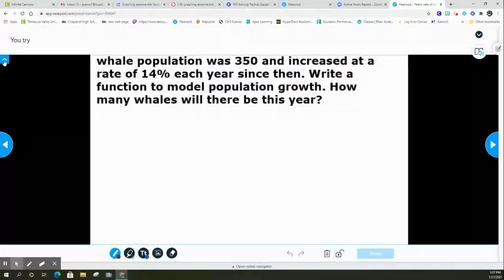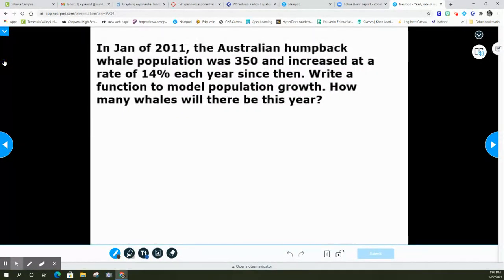So this also works for anything, not just money, right? Populations grow, bacteria grows, some things decay, right? And they're all growing at exponential rates or decaying at exponential rates.